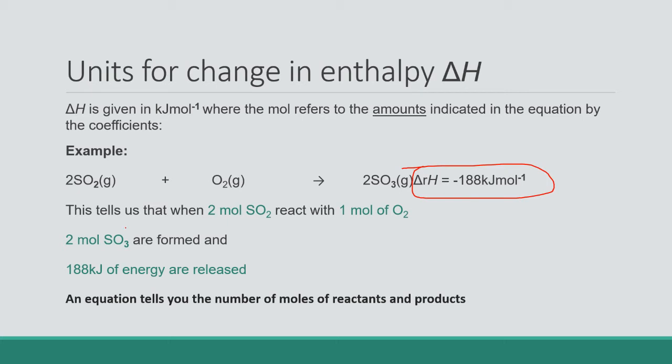So this equation tells us that when 2 moles of sulfur dioxide react with 1 mole of oxygen gas, there's a 2 there, 2 moles of sulfur trioxide are formed, and the minus tells us that the energy is released. So we could either put minus 188, or we could say that 188 kilojoules of energy are released. So the equation tells you the number of moles of reactants and the number of moles of products.